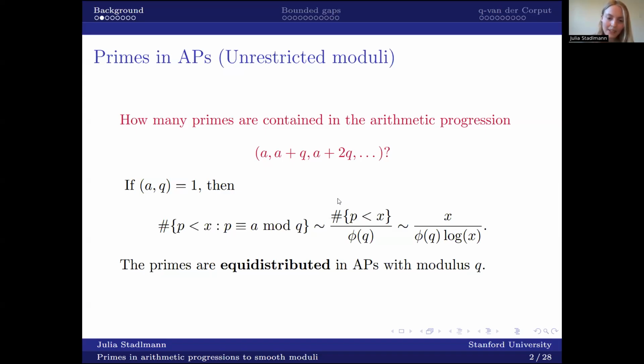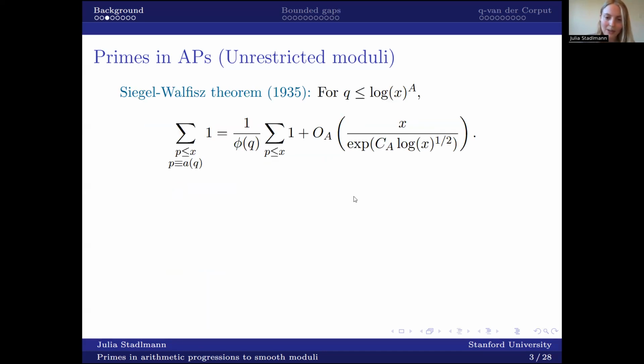But if we want to better understand the number of primes in a progression, then of course we want to know something about the error term for this. So we're asking what's the difference between the number of primes in a progression and the expected number of primes. And for that, we can use the Siegel-Walfisz theorem, which says that the error term is x over e to a constant times log x to the 1/2. But that's only useful for q very small. So q needs to be less than or equal to a power of log x. And that's not very helpful if q is large.